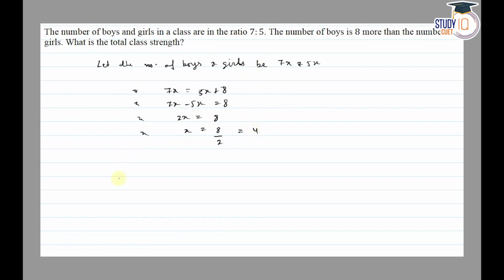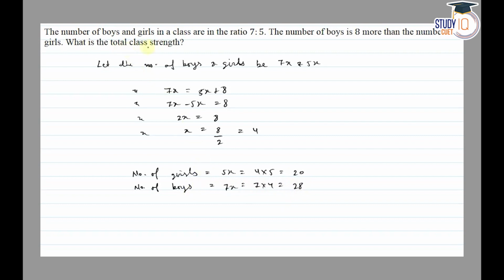Now we have to find out the number of girls. For girls we have the ratio 5x. So 5x is equal to 4 into 5, which is equal to 20. Then the number of boys is equal to 7x, which is 7 into 4, that is 28.